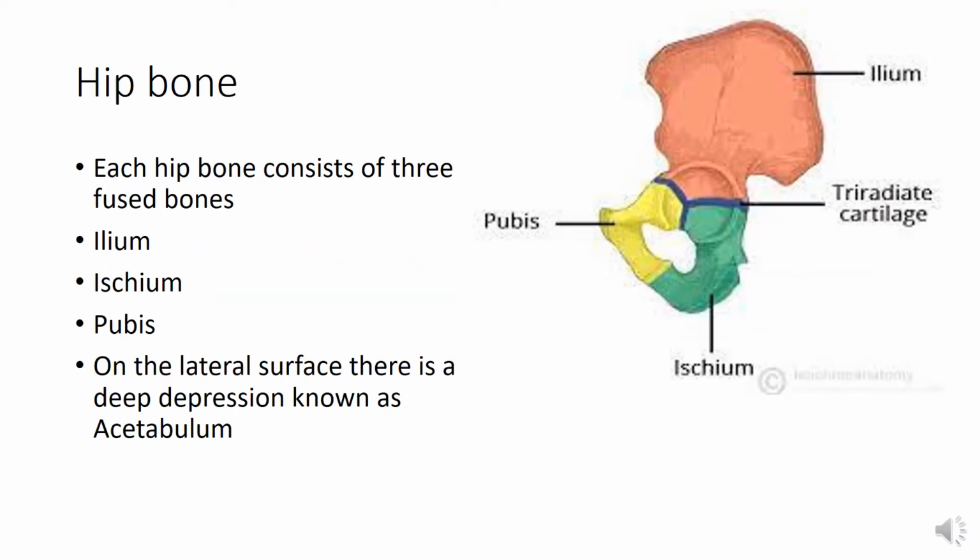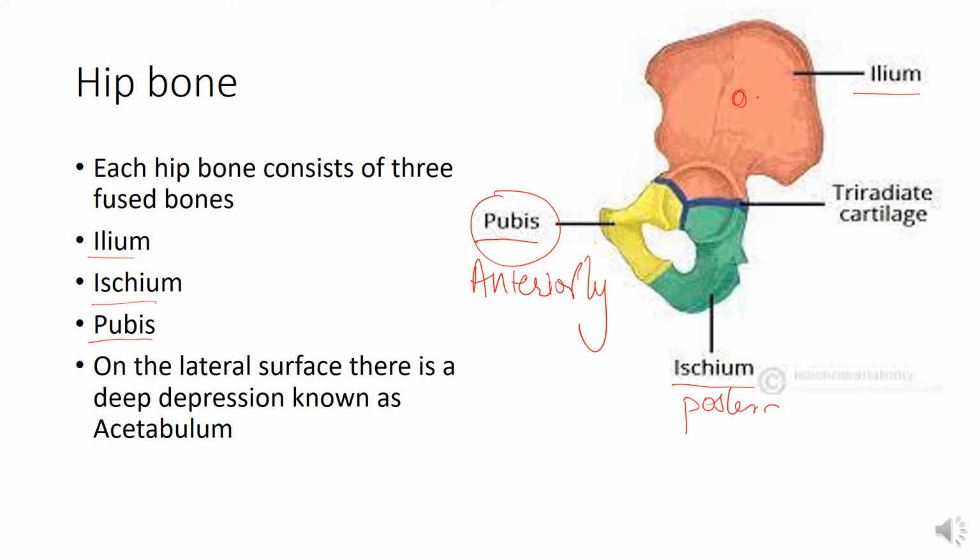Now each hip bone consists of three fused bones, that is the ilium, ischium and pubis. So here you can see the ilium, the pubis and the ischium. The ilium is the upper part, the pubis is the anterior part, it is located anteriorly, and the ischium is the posterior part.